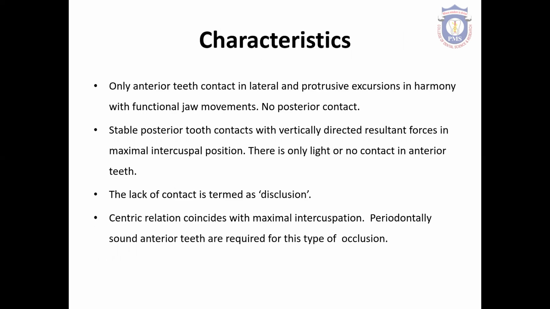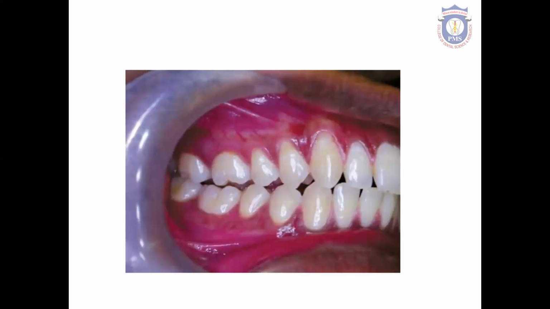Stable posterior tooth contacts with vertically directed resultant forces in maximal intercuspal position. There is only light or no contact in anterior teeth. The lack of contact is termed disocclusion. Centric relation coincides with maximal intercuspation. Periodontally sound anterior teeth are required for this type of occlusion.